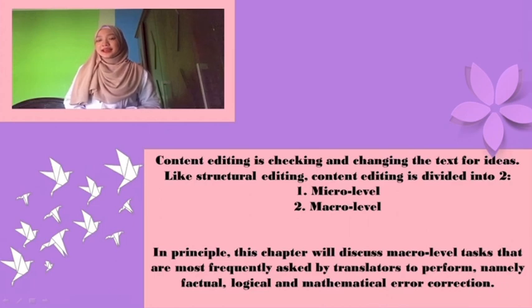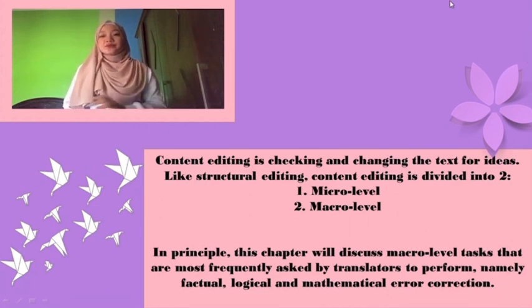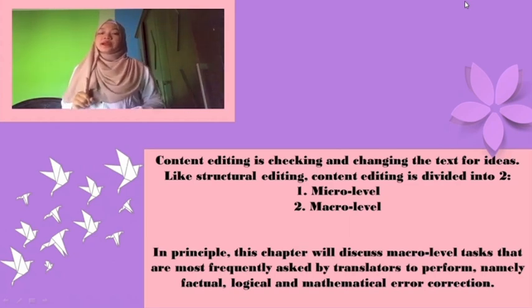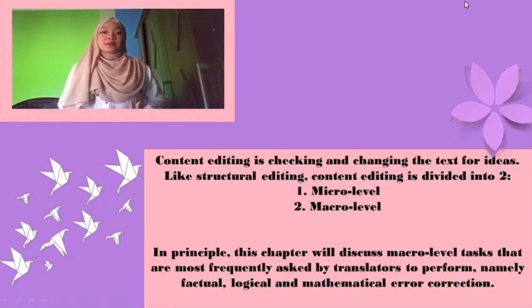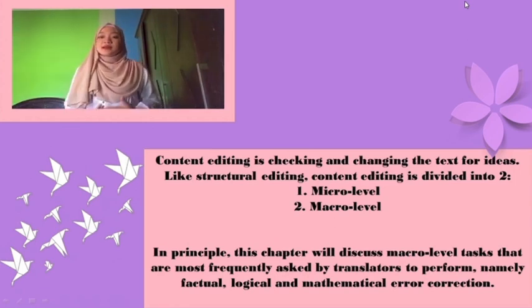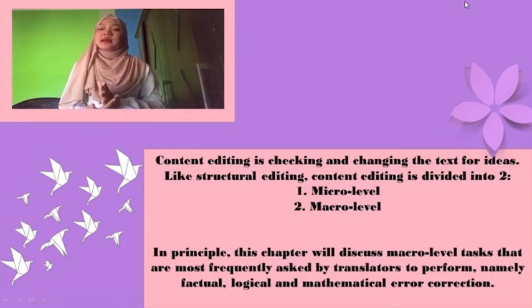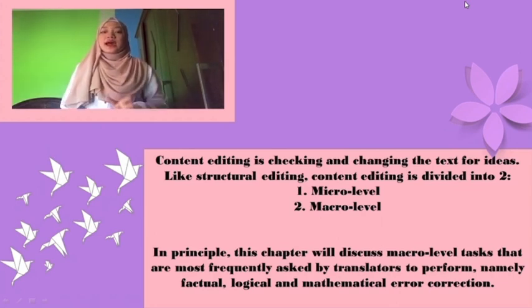Content editing is checking and changing the text for ideas, like structural editing. Content editing is divided into two: the first one is micro level and the second one is macro level. In principle, this chapter will discuss macro level text, which translators are most frequently asked to perform, namely logical and mathematical error correction.